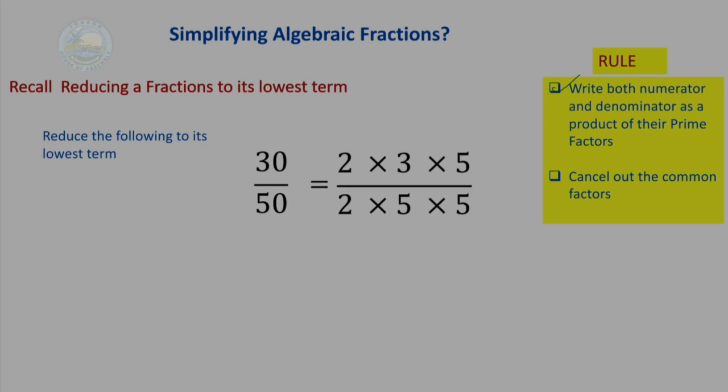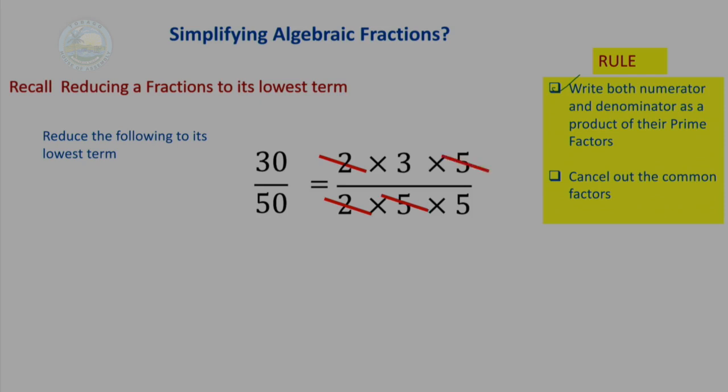So looking at our numerator and our denominator, what are our common factors? If we look here, you see that there's 2 in the numerator and 2 in the denominator. That's a common factor, so let's cancel that out. We cross it out. Do we see any more common factors? Of course, 5 appears to be common, so let's cancel out those 5s as well.